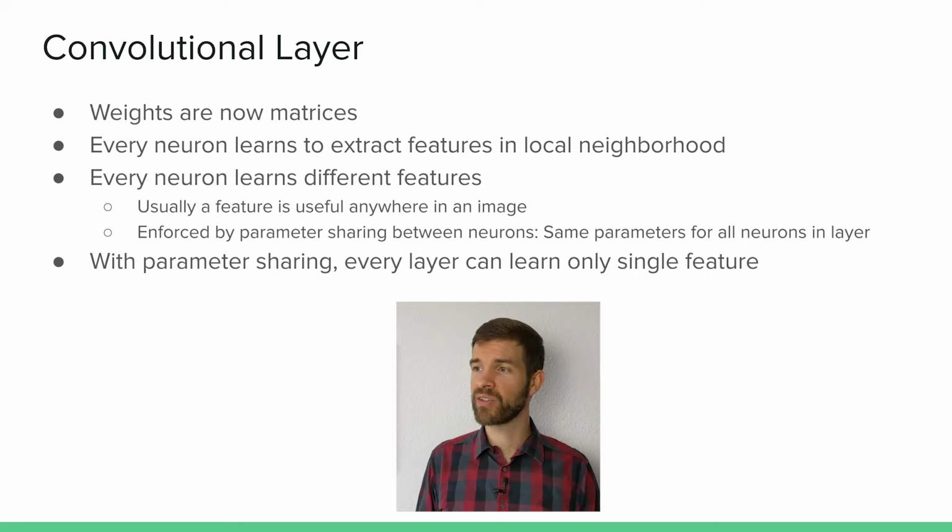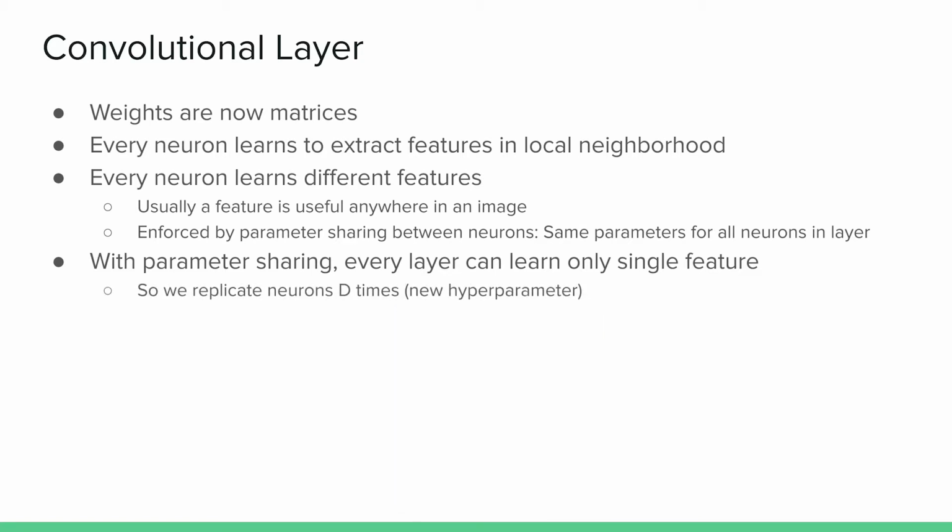But now when you think about just having one feature per layer, well, we need a lot of layers to get anywhere. So instead of just having many more layers, we replicate this. We replicate the neurons d times, which is a new hyperparameter that we have to tune and change.